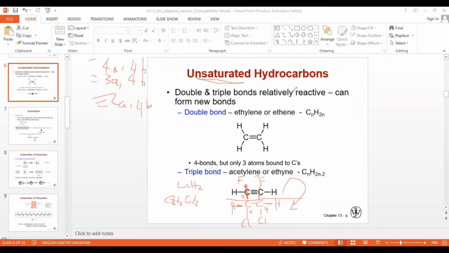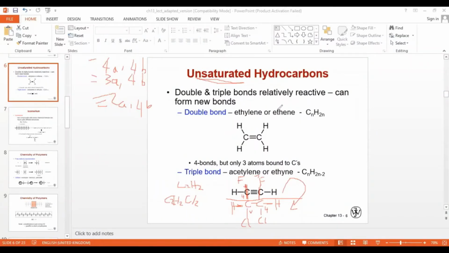So double and triple bonds are relatively reactive and can form new bonds. They have a tendency to react. They are willing to react. If it is a single bond, it will not go much into reaction. But if it has a double or triple bond, it will definitely go into reaction to break up this bond and join new atoms on that, right?